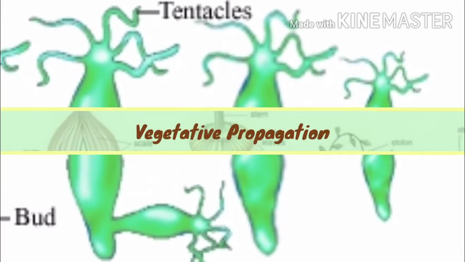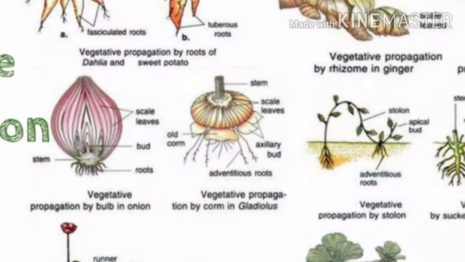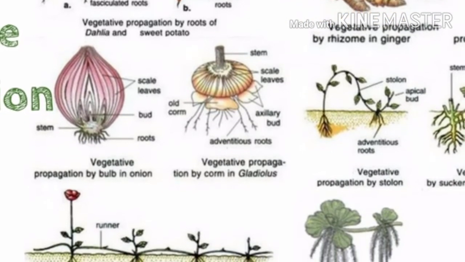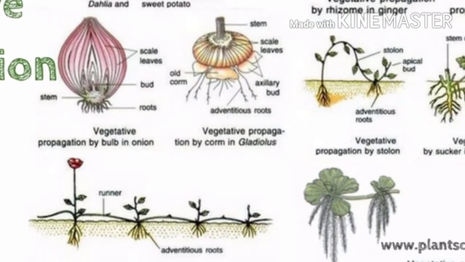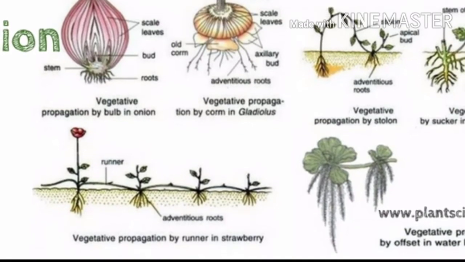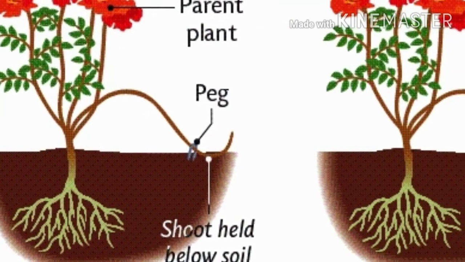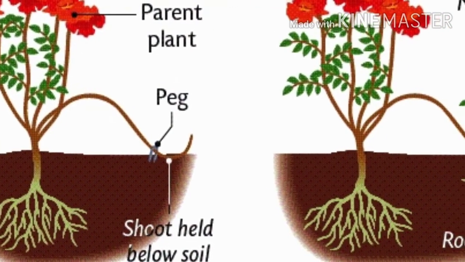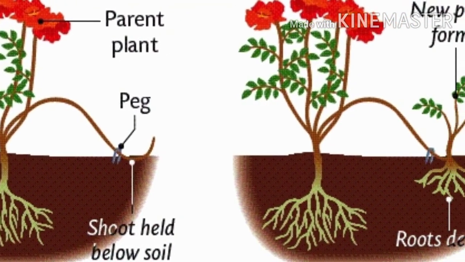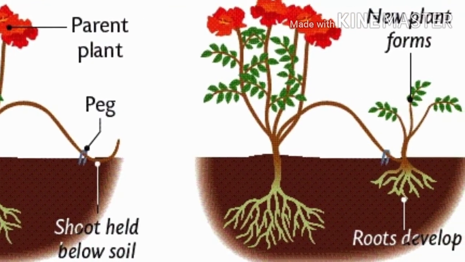Vegetative propagation. There are many plants in which parts like the root, stem, and leaves develop into new plants under appropriate conditions. This property of vegetative propagation is used in methods such as layering or grafting to grow many plants like sugarcane, roses, or grapes for agricultural purposes.